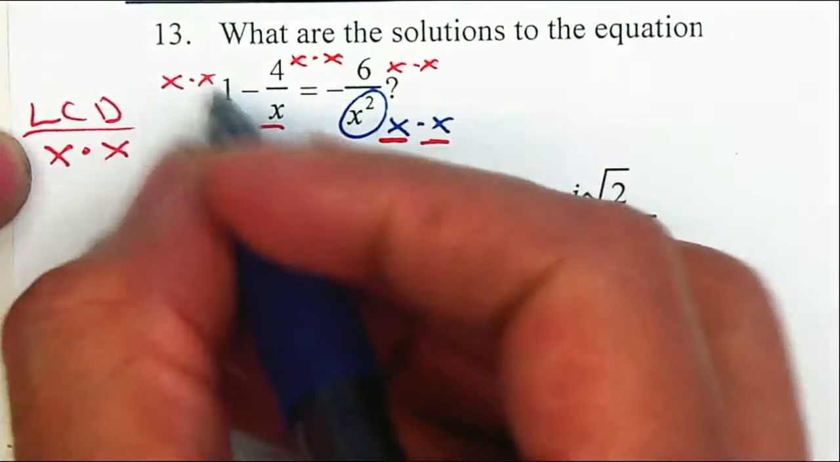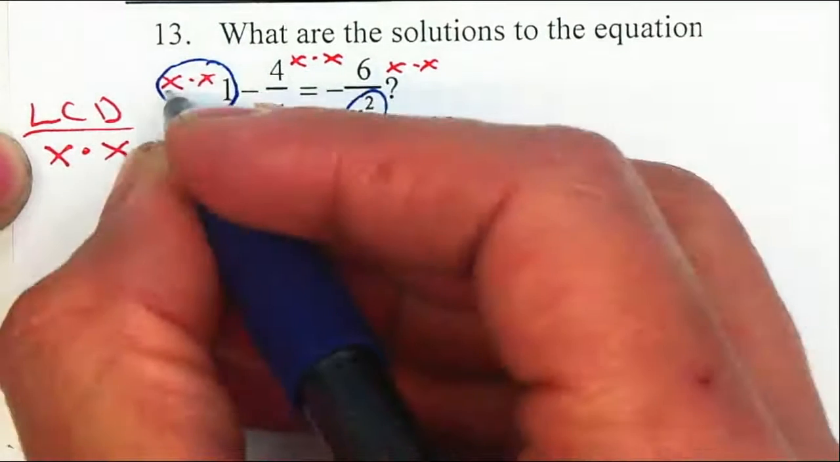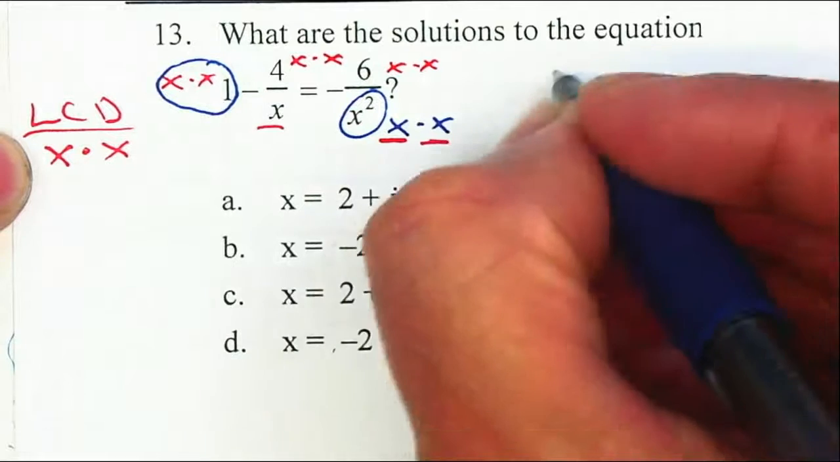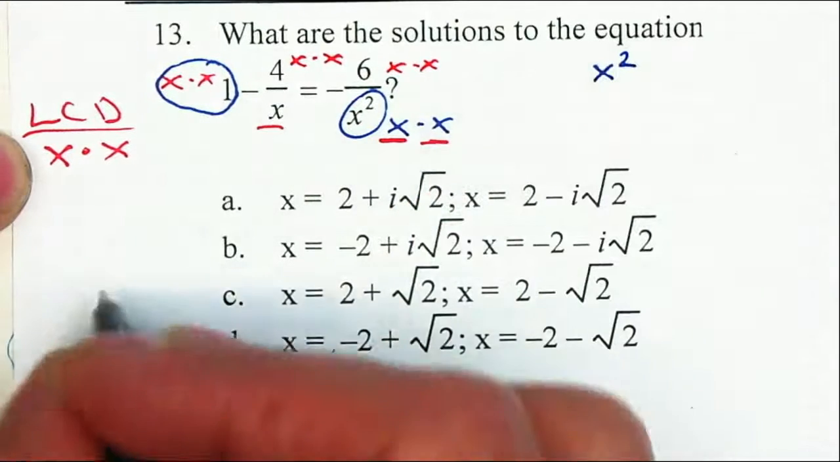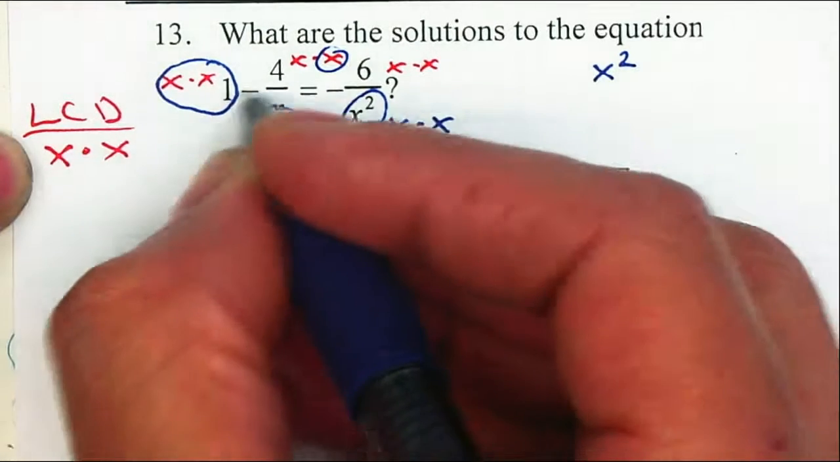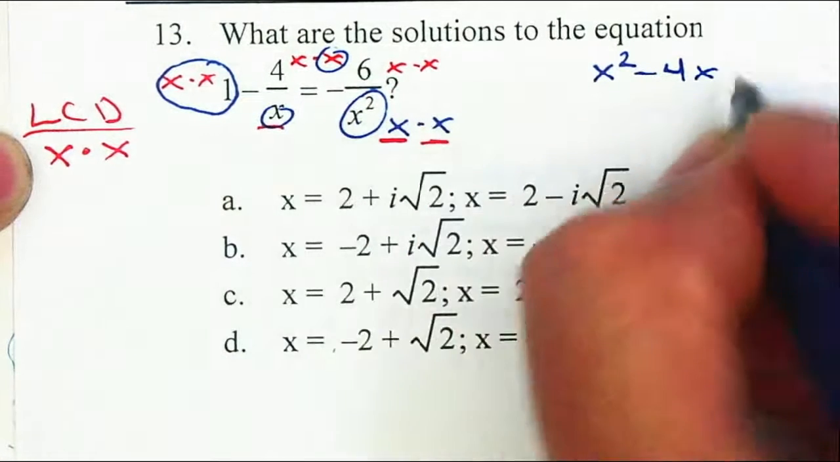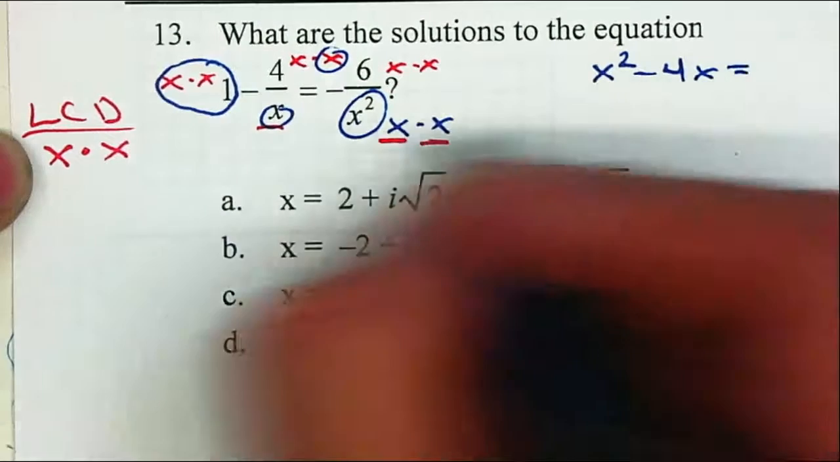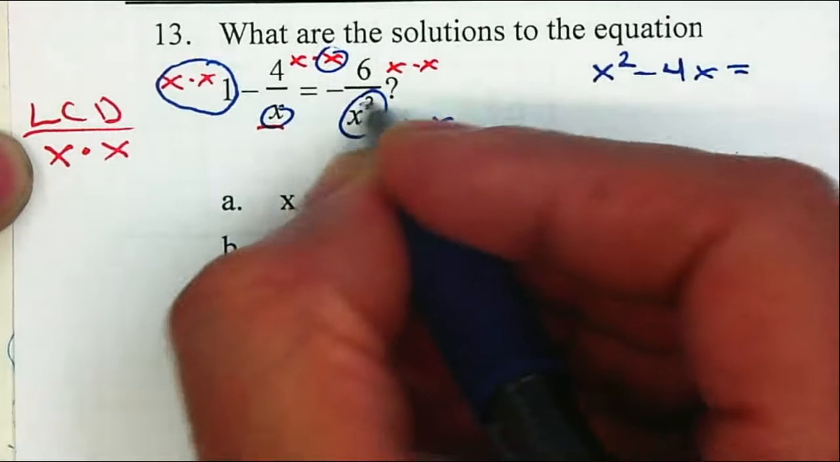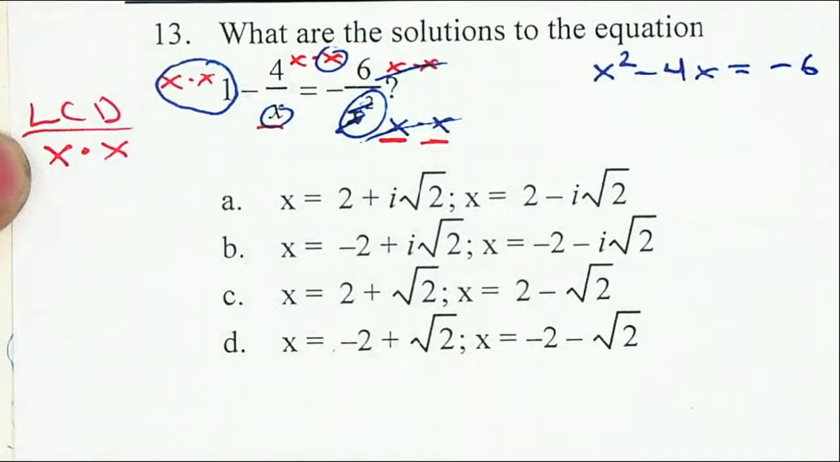On the first one there's no denominator, so nothing cancels, so that will give me an x, and x times x gives me an x squared. On the second one, the x's cancel, so I just end up with a negative 4x. And on the last one, both x's cancel, so I just end up with a negative 6.